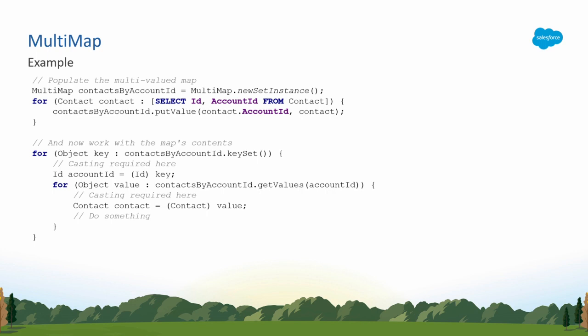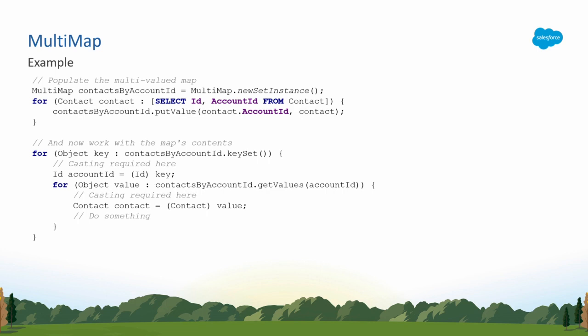So create a new multi-map. This is the example I just gave. Go out and query contacts, query the contact ID and the governing account ID, and then basically start to partition. Do a put value, and it'll actually partition those for you. And you can see how I can iterate across those. Notice that the key set is going to return a collection of objects. I immediately cast, and I'll show you how we can do this a little bit better in a minute, immediately cast that to strong typing.